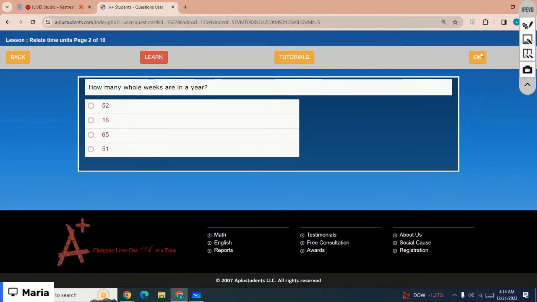In 1 year, you have 52 weeks. The correct option is 52, right? In a whole year, you have 52 weeks. The correct option is 52.